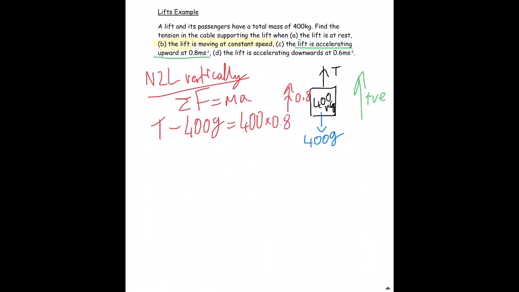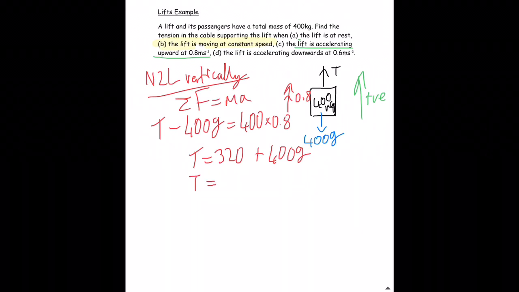So again, I know what gravity is, so all I've got to do is add 400 times 0.8, which is just 320, to the 400g. So my tension ends up being 4,240 newtons, which is more than the 400g that we had before. I think 400g was 3,920, something like that. This is a higher force, obviously.